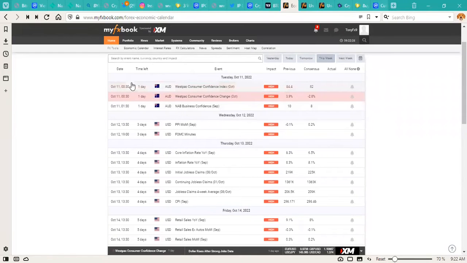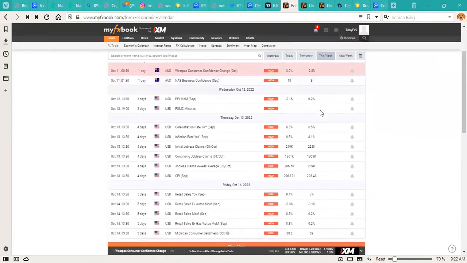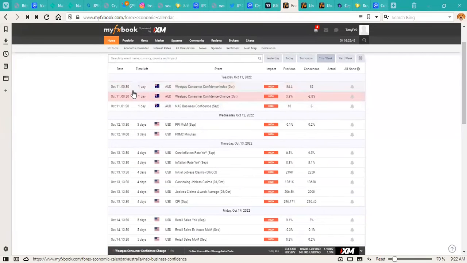So on October 11th, for AUD, we have some high impact news. And over here, you can see the previous and the consensus. Whenever the consensus is lower than the previous, that means that AUD is weak. But whenever the previous is lower and the consensus is higher, that means that the currency is strong. So we trade with news, and news brings volatility and liquidity into the market.